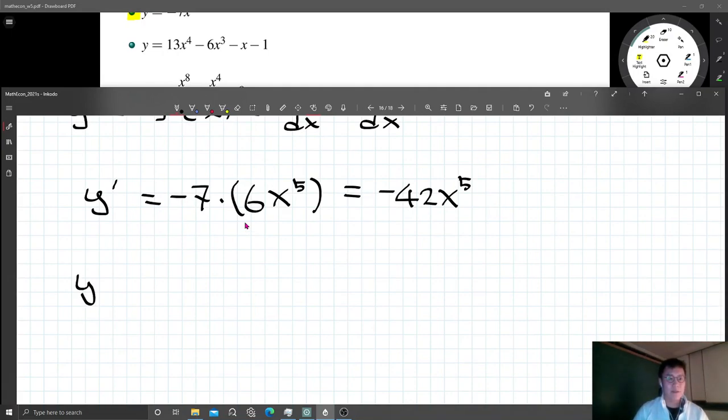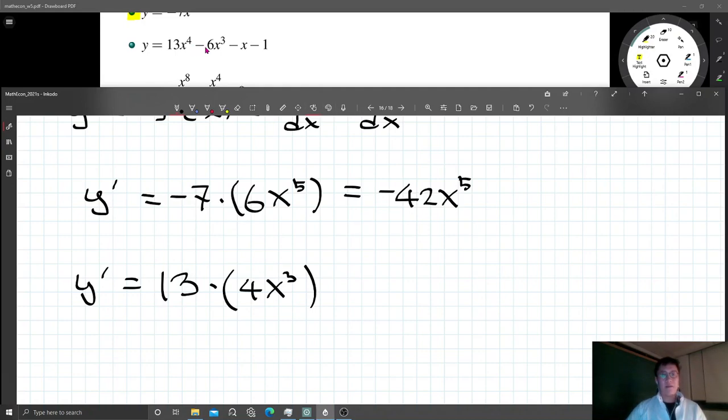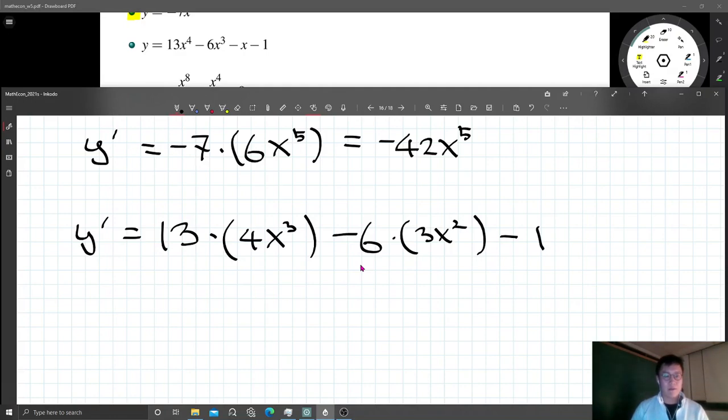So y prime is the derivative of the first. 13 is multiplied, so leave it alone. And then x to the power 4, its derivative is 4x cubed. Okay? And for the second, negative 6 is multiplied, so leave it alone. And then x cubed, the derivative is 3x squared. Okay? And negative x, its derivative is negative 1. And finally, negative 1 is a constant. So by the constant rule, its derivative is going to be 0. So the derivative of y with respect to x is going to be 52x cubed minus 18x squared.